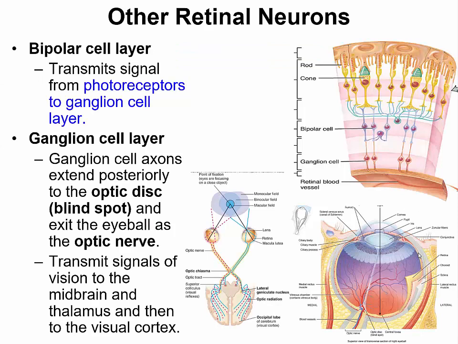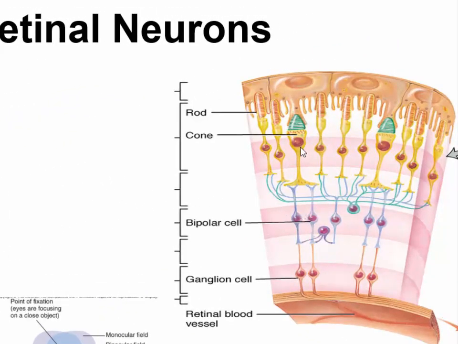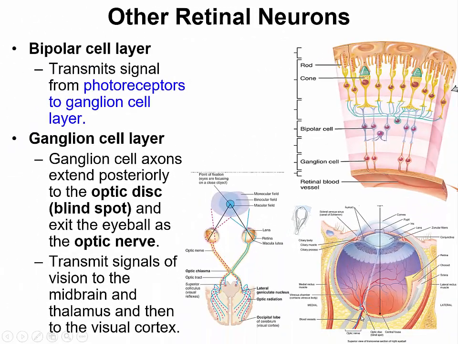You have other retinal cells. You have bipolar cells. They're going to transmit the signal from the photoreceptors to the ganglion cell layer, shown here. Here are your rods and cones. Here are your bipolar cells. They're going to take impulses from your rods and cones and transmit those to the ganglion cells. The ganglion cell layer, these axons from here, when they get stimulated, they're going to send impulses along their axons. These are the axons that exit out of the eyeball to become the optic disc.